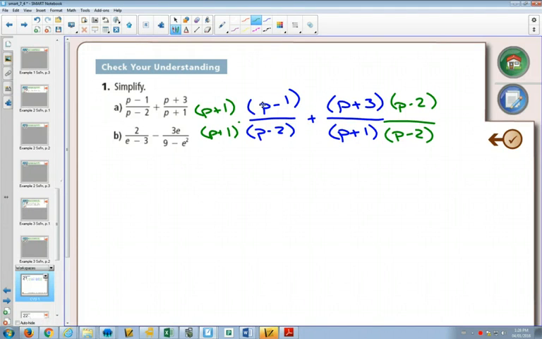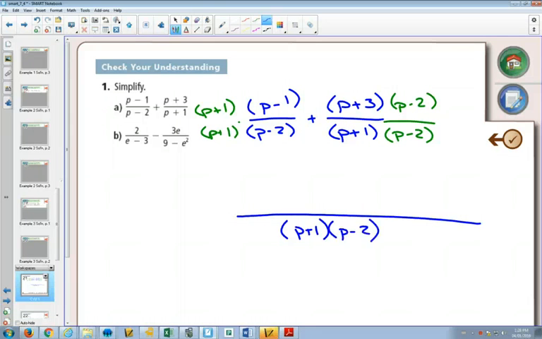What that's going to give us is on the bottom of our fraction, we now have a common denominator of p plus 1 and p minus 2. And so now we can add the tops together. Now on the top, what happens when I multiply p plus 1 and p minus 1? It's a difference of squares. You're going to get p squared minus 1.